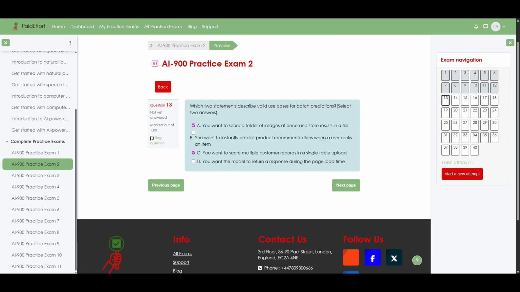On the flip side, predicting product recommendations when a user clicks on an item is a real-time use case. It requires immediate prediction and feedback, not batch handling. The same applies to returning a model response during page load. These are latency-sensitive tasks that rely on fast, low-latency predictions, better handled by real-time inference, not batch processing. So when you're working with batch predictions, think in terms of bulk processing jobs, not immediate responses.